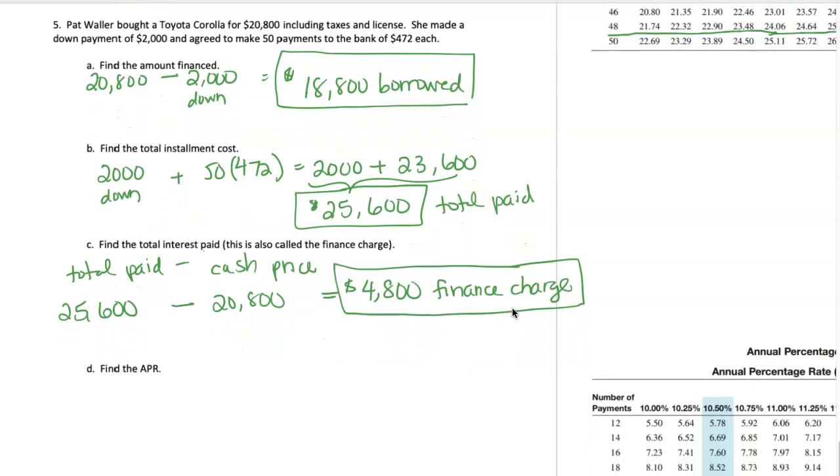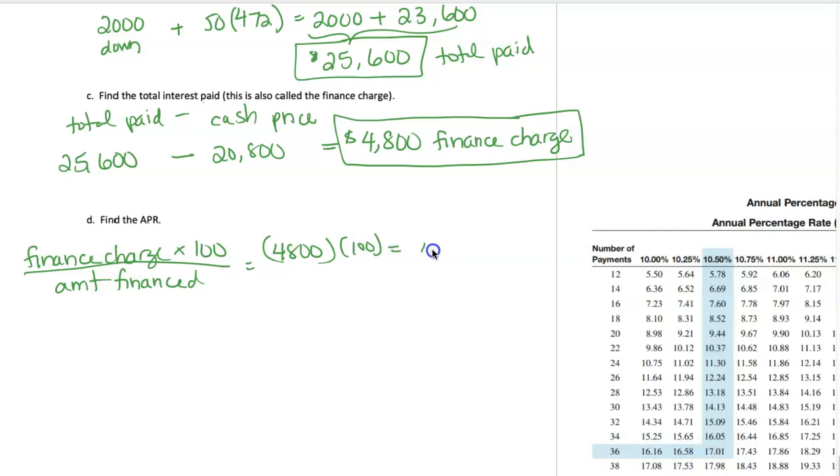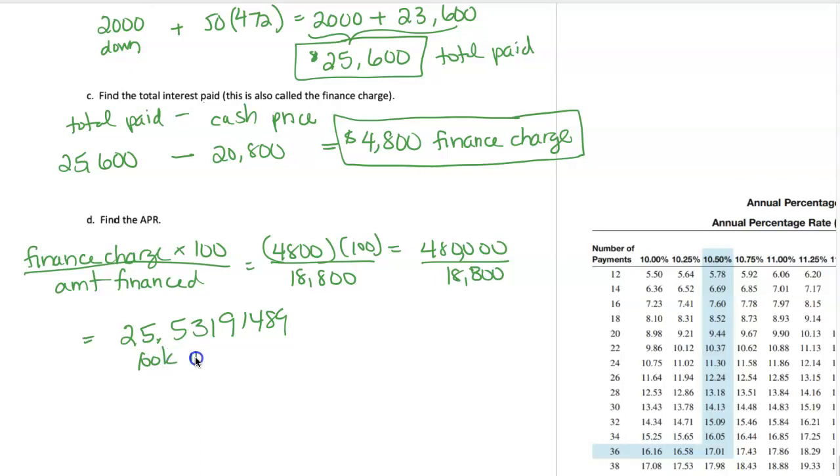Now let's go to Part D and use the table to find the APR. Notice they didn't say approximate, so if they're not saying approximate, use the APR table. Okay, so to find the table, we're going to take the finance charge times 100 and divide by the amount financed, and then look in the table. So we said our finance charge was $4,800, multiplying by 100, I get $480,000. Our amount financed was $18,800. So that gives me 25.53191489. And now we're going to look in the table.